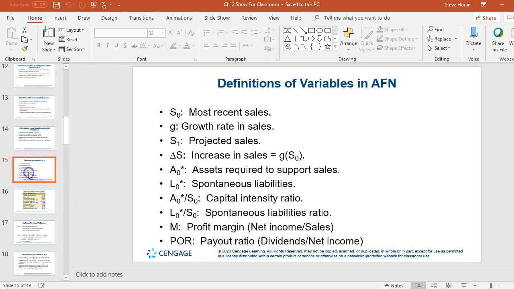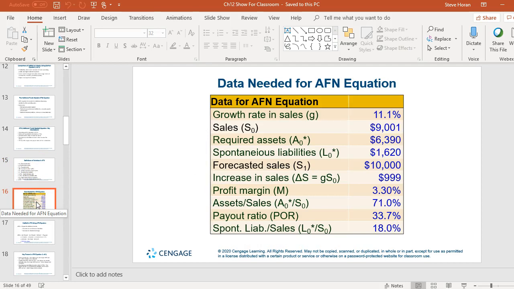So this is slide 15. If you want to make a note of that, that'll be helpful to have in front of you when you do your homework. And so they're giving us all the data here for our company, to be able to compute the AFN equations. They went through and did all that for us. So it says the growth rate in sales for this one would be 11.1%.